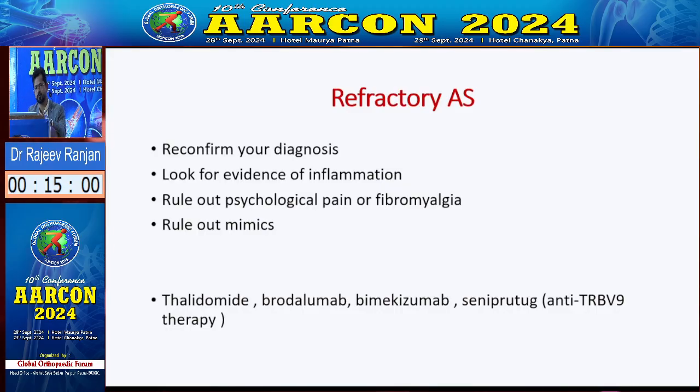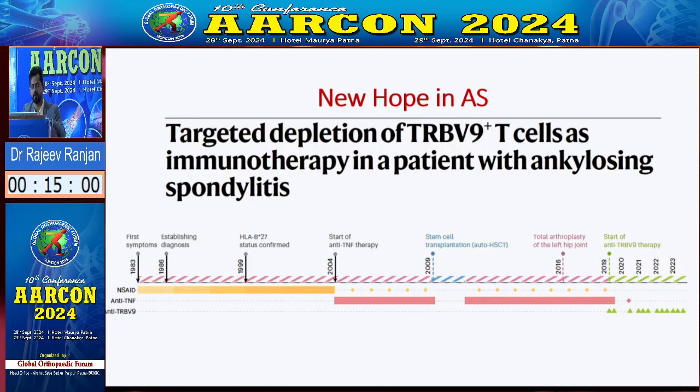A few drugs, if there is inflammation and no other factors, then you can use thalidomide, brodalumab, bimekizumab. And now the one important molecule that is being discussed nowadays is anti-TRBV9 therapy. It was found to be very effective in one patient, and it is given annually with 3 doses in patients. And the response is very good.